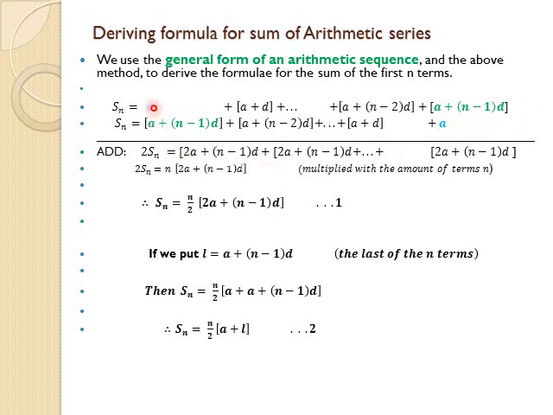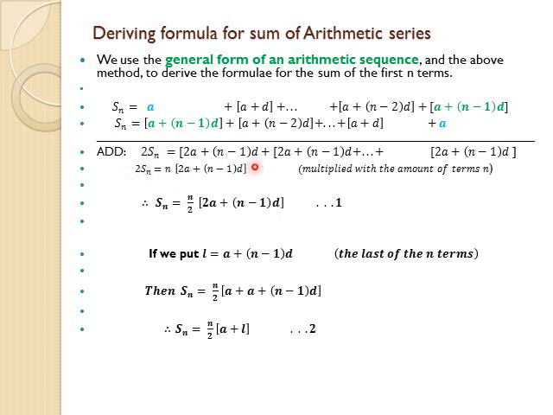If I continue adding, a plus a would give me 2a plus n minus 1 times t. Sn plus Sn gives me 2Sn. There a plus a would give me 2a. There you see I have minus t plus t, which stays n minus 1 times t. So you see there, if I continue adding there, the original order and the reverse order, it always gives me that. Right? Now, I have 2Sn, right?